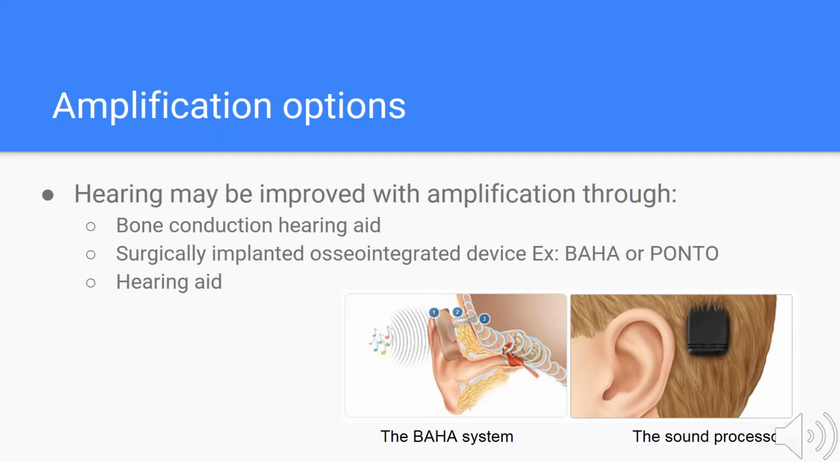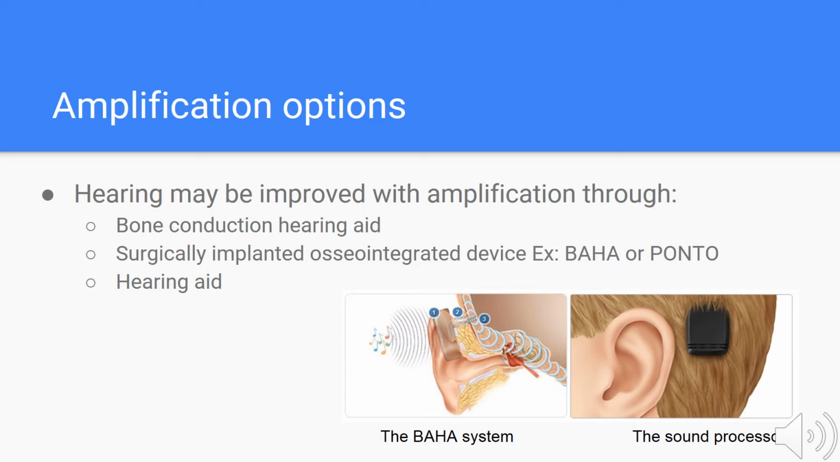Another treatment option would be to look towards amplification systems. Some options include a bone conduction hearing aid, a surgically implanted device such as a Baha, or a hearing aid. A bone conduction hearing aid will create vibrations that move across the skull to the inner ear. A Baha is a bone-anchored hearing aid. A Baha stimulates the cochlea by transmitting the sound waves through the bone in our skull. Lastly, a hearing aid is a small device that you wear behind your ear. The 3 basic parts are a microphone, amplifier, and speaker.